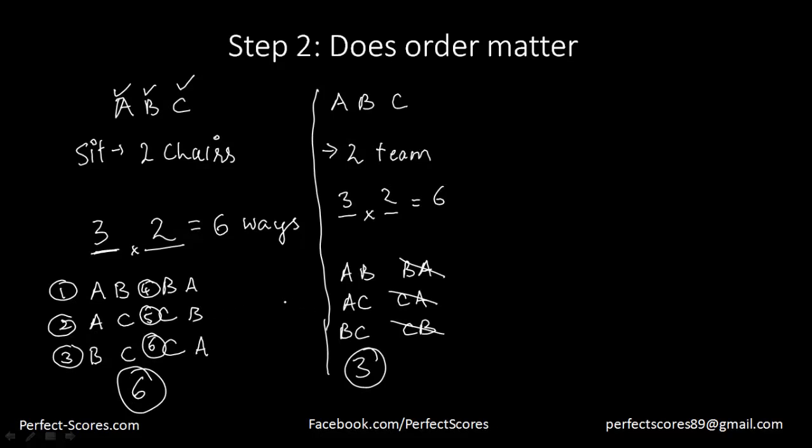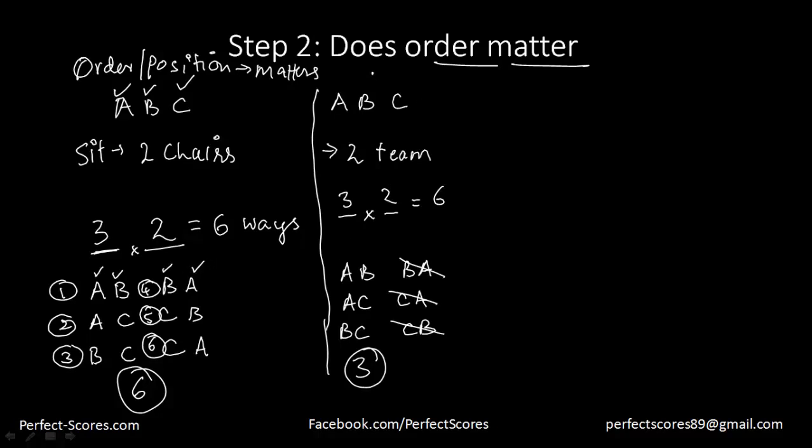Now, why is there a difference between the answers, right? The difference between the answers is the order in which you are selecting them, the order in which you are making them sit on slots. Over here, the order or the position at which you make them sit matters, right? If A sits on the first chair and B sits on the second chair, it's different from B sitting on the first chair and A sitting on the second chair.